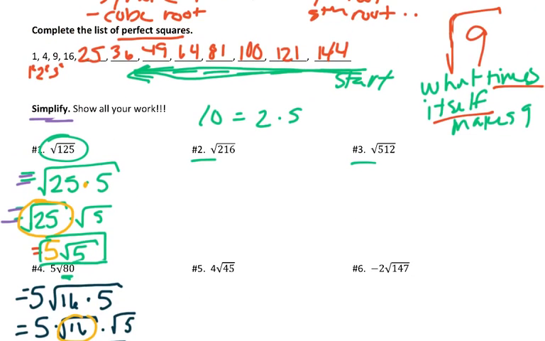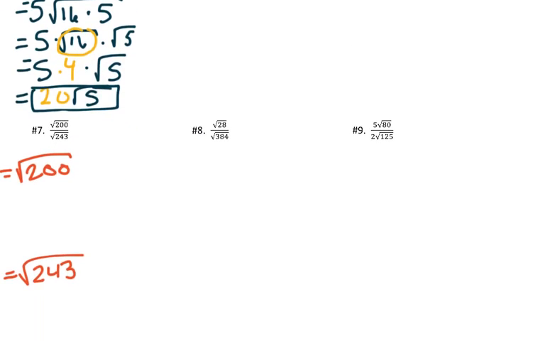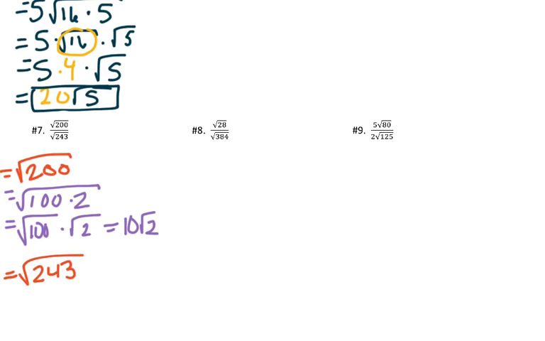So I look through my list here and I'm trying to find out what is a perfect square value that can divide into 200 equally, and definitely 100 can do that. So if I rewrite this as the square root of 100 times 2, I can actually rewrite that as the square root of 100 times the square root of 2, and so we get 10 square roots of 2. So my numerator is 10 square roots of 2.